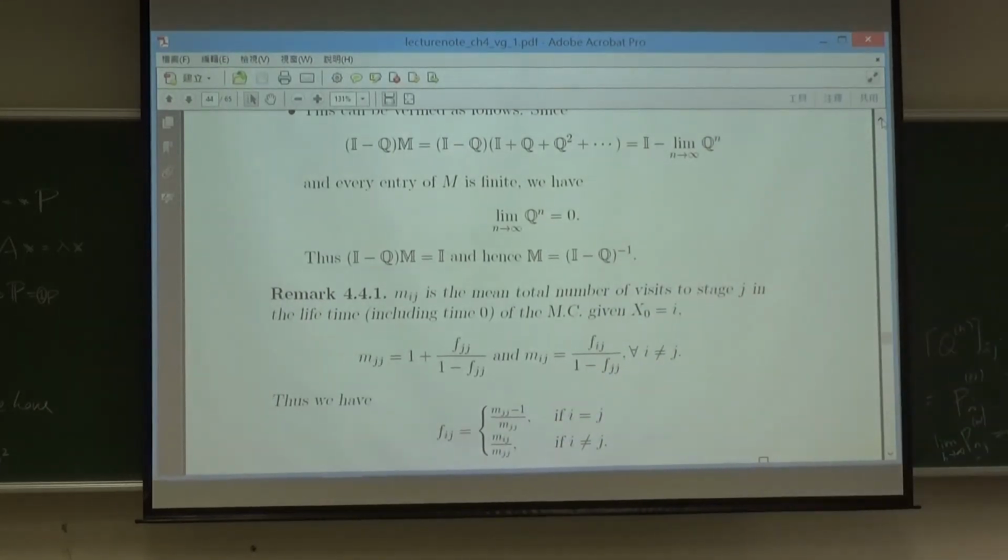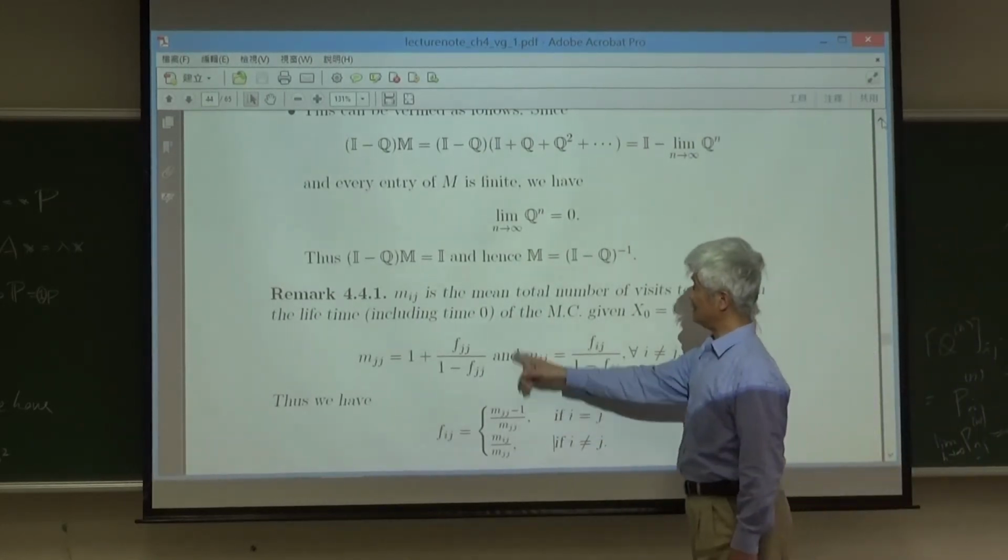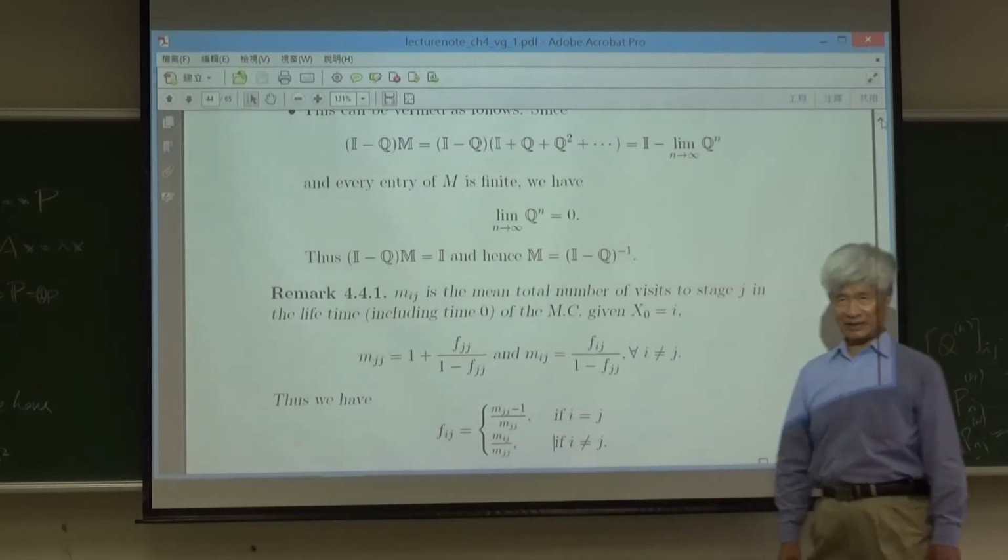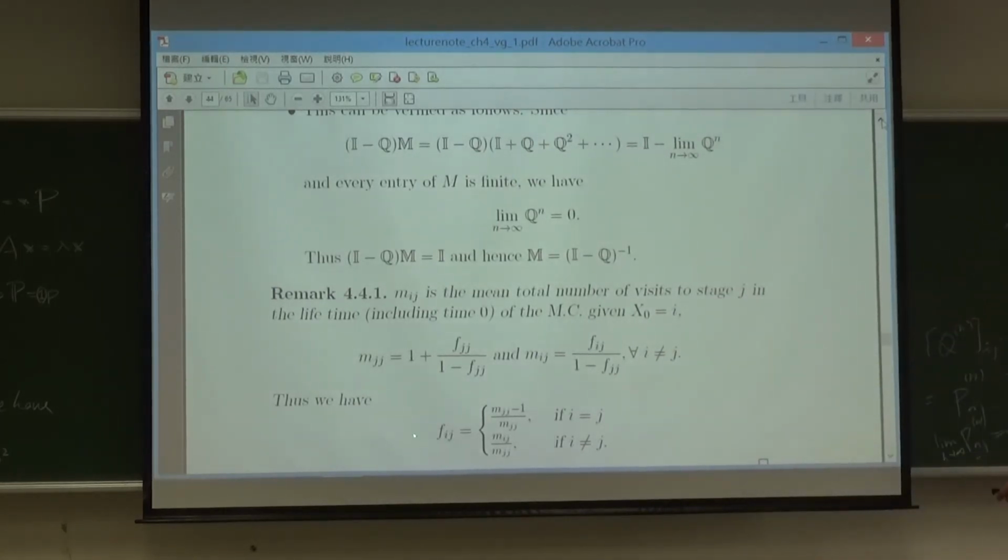And from that, you can compute the F_ij. Wow. So this formula has numerical advantages here. So the F_ij can be computed by the M_ij. Any questions?